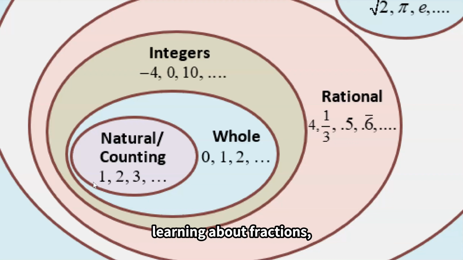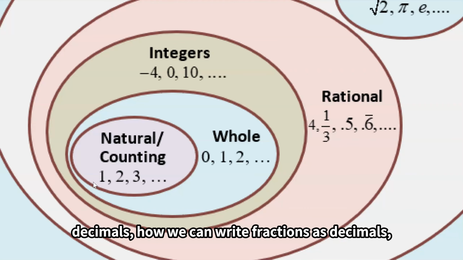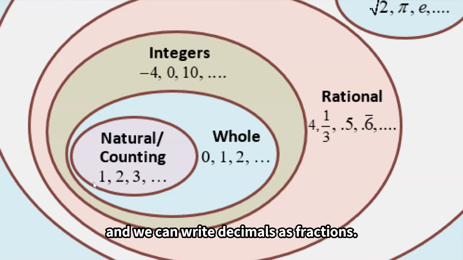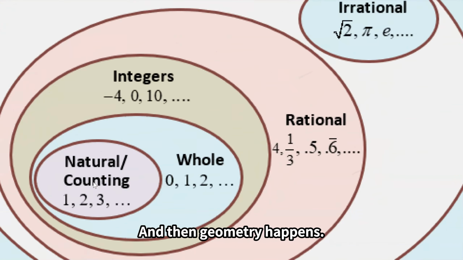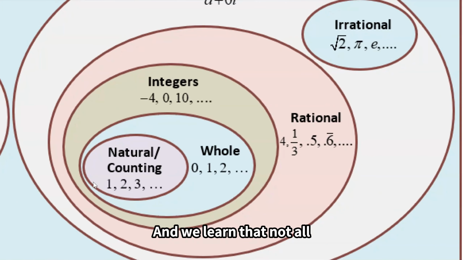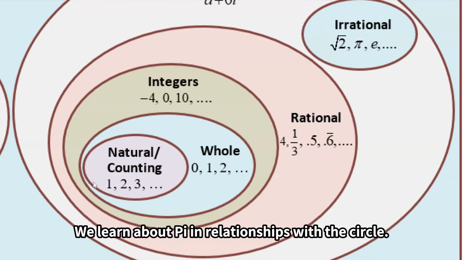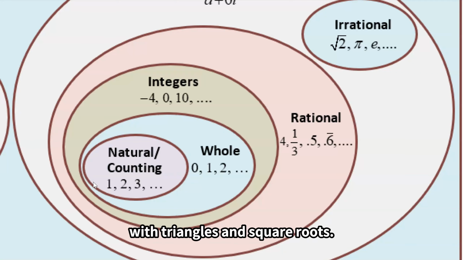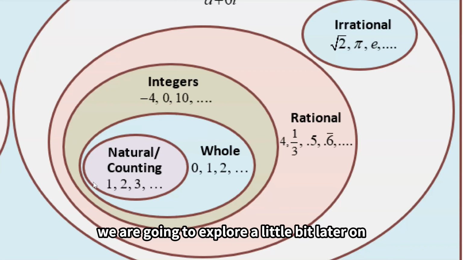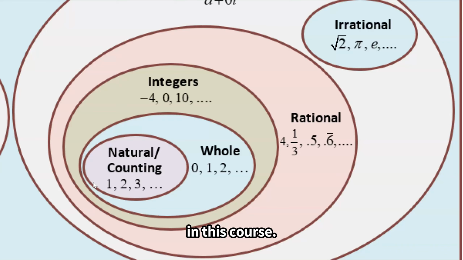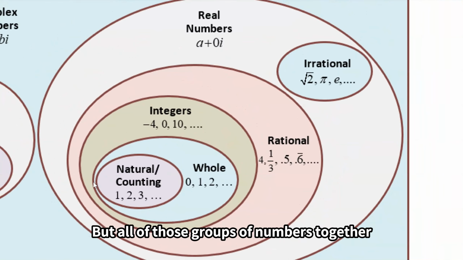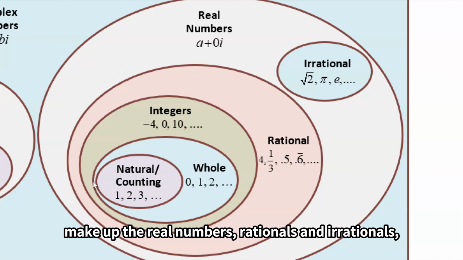And yet again, a little older, learning about fractions and decimals, how we can write fractions as decimals, and we can write decimals as fractions. And then geometry happens, and we learn that not all decimals can be written as fractions. We learn about pi in relationship with the circle. We learn about square root 2 with triangles and square roots. That number e we are going to explore a little bit later on in this course. But all of those groups of numbers together make up the real numbers.